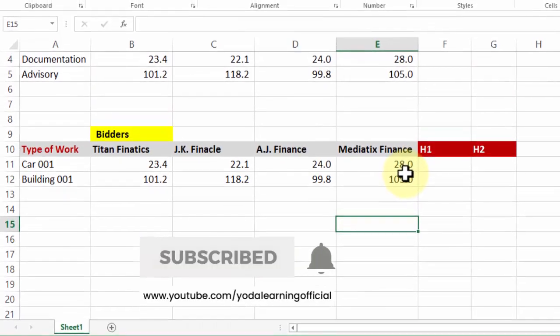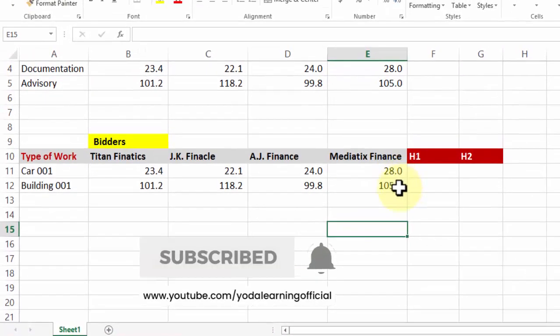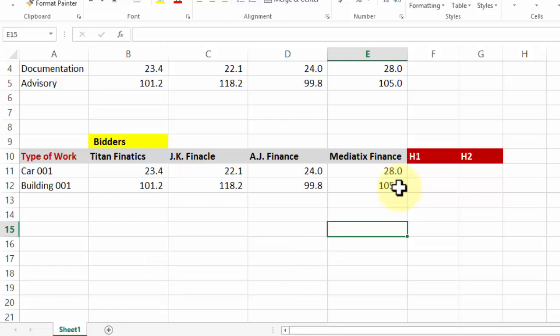Now, where is the LARGE formula used? In case you are talking about bidders, the auctioning process involves several bidders vying for one masterpiece or one particular asset, and perhaps we want to give it to the highest bidder or maybe the second highest bidder, or perhaps you want to find out the price difference between the highest bidder and the second highest bidder. In that case, we will be using the LARGE formula.